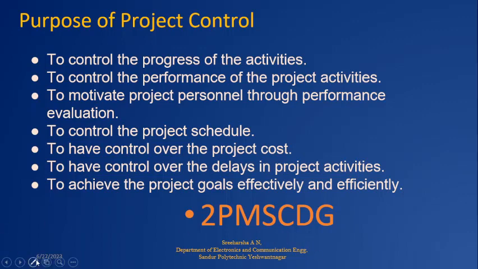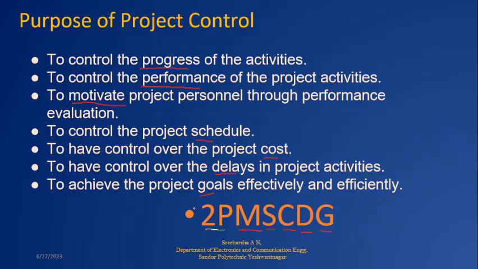Okay, so here 2P stands for progress and performance. So the first P stands for progress and the second P for performance. Then M stands for motivate project personnel. Then S stands for schedule, C stands for cost, D stands for delays, and G for goals.